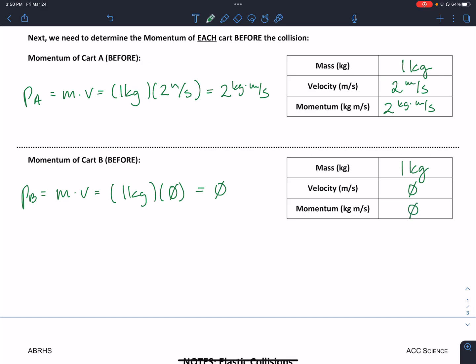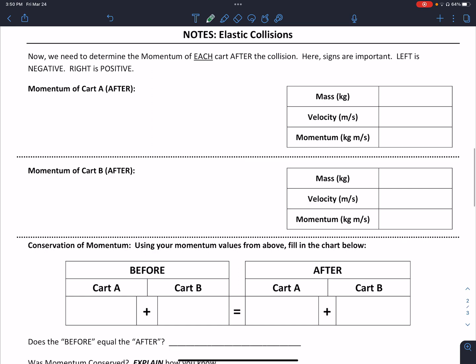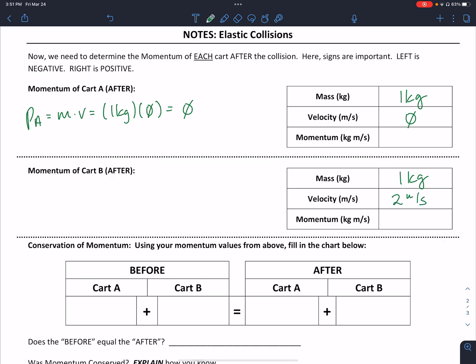So that's before. Now we move to after. Again, cart A has 1 kilogram of mass, but it has a final velocity of 0. So the momentum of cart A is 1 kilogram times 0, so it's going to have a momentum of 0 after the collision. Cart B has 1 kilogram of mass and is moving to the right at 2 meters per second. So the momentum of cart B, its mass times velocity, is 1 kilogram times 2 meters per second, or a momentum value of 2 kilograms meters per second.